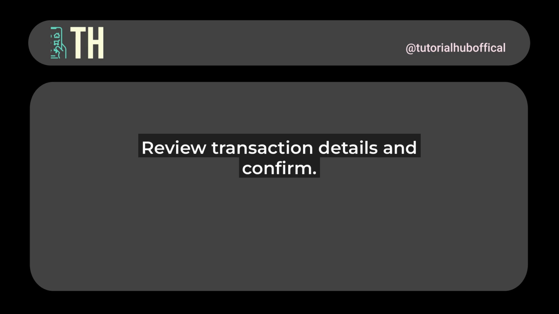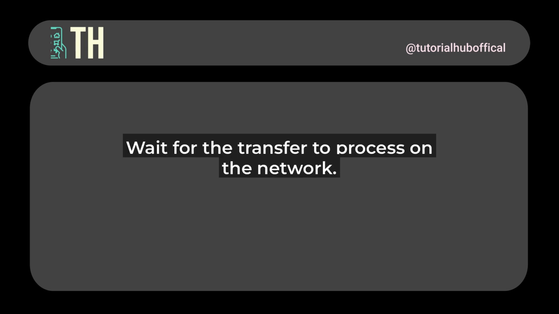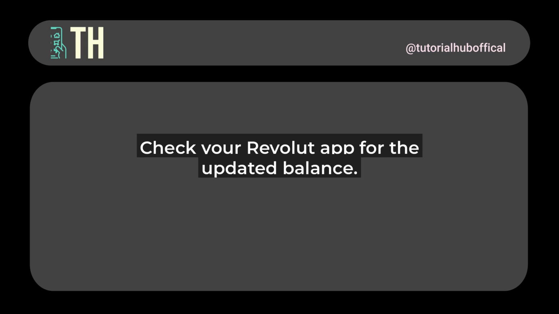Step 5. Sit back and wait. Transactions usually process in a few minutes, but it could take up to an hour depending on network traffic. Keep an eye on your email or app notifications for updates. Once it's complete, open your Revolut app and check your Ethereum balance. It should be there. Always prioritize security by using strong passwords and enabling extra protections.